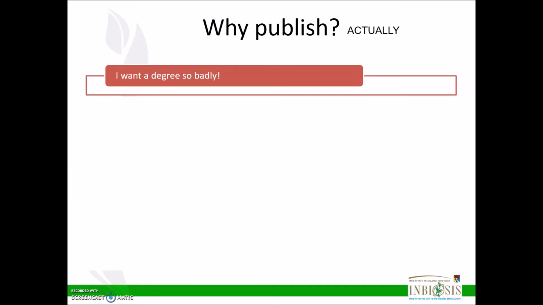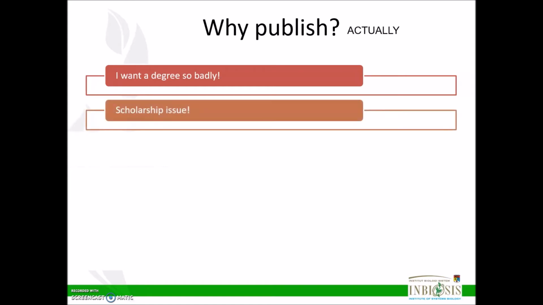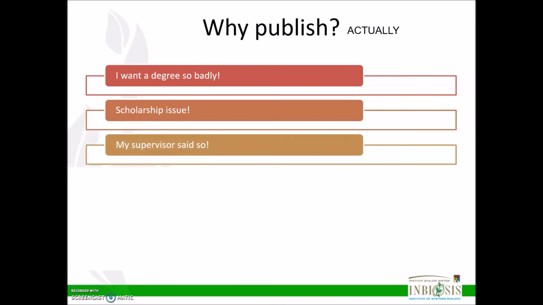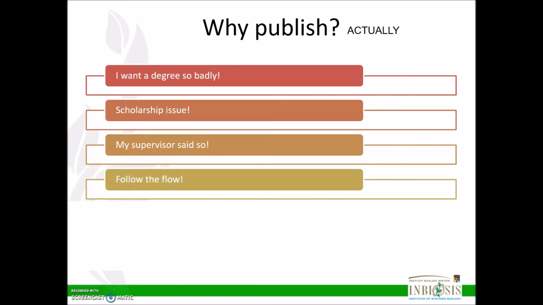I want a degree so badly. For instance, for master students in UKM, we need to publish at least one paper, and for PhD students, we have to publish at least two papers in order to be able to graduate. There's also the scholarship issue. Some of the scholarships, like MyBrain, may require us to publish papers as an output of the scholarship. And I know that a lot of supervisors are actually aiming for publications. We want students to publish, and we encourage them to publish.